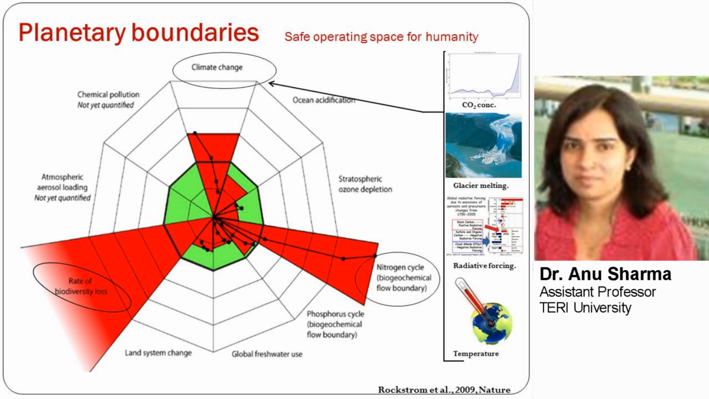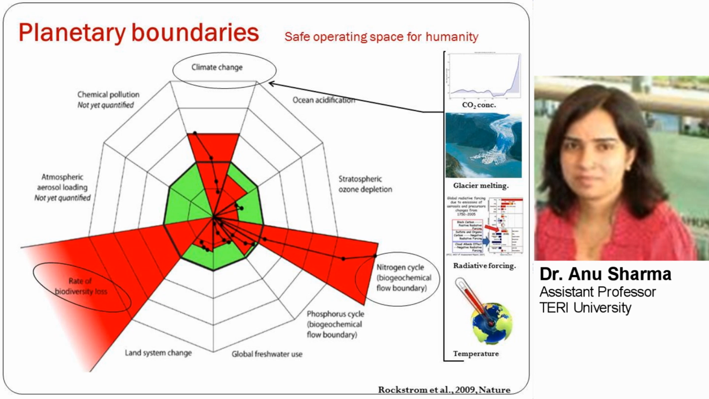So there are mostly three parameters that are already not in the safe operating space. This includes the rate of biodiversity loss, how nitrogen has been removed from the ecosystem, and most importantly, climate change. So here we are mostly talking about climate change. Apart from that, the green colors suggest that these are two control variables that are within the safe operating space, that have not crossed their threshold. That includes atmospheric aerosols and chemical pollution, but it is not yet quantified.